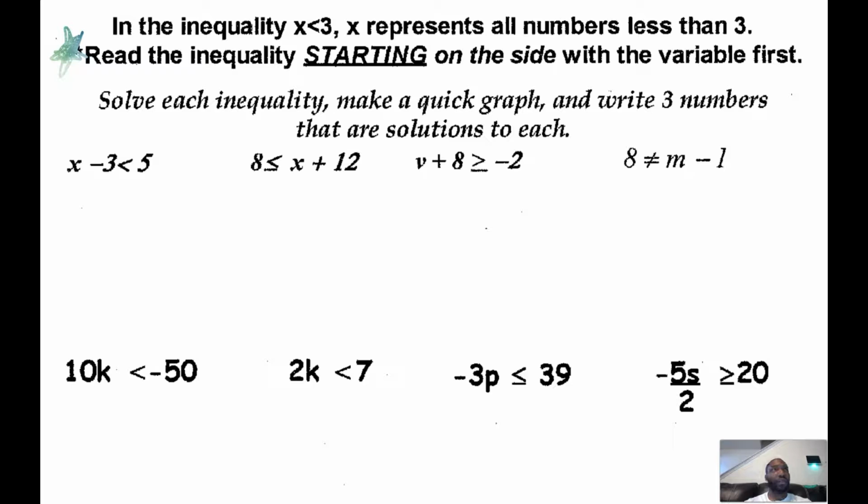In fact, I just thought about the quiz that I just made for y'all. I need to throw a question like that in the quiz, so I will be editing the quiz before y'all get it. So read the inequality starting with the variable first. That's how you read it.